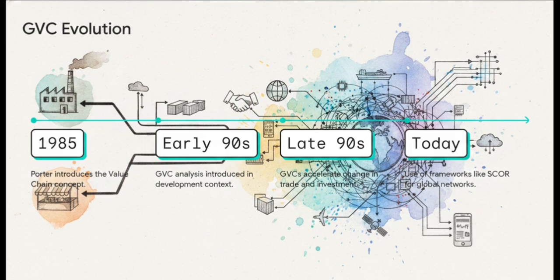Just look at how this idea has exploded over time. In 1985, Porter gives us the basic value chain. Fast forward to the early 90s, and the development sector starts applying this globally. By the late 90s, the emergence of global value chains, or GVCs, acts like rocket fuel, supercharging changes in international trade. And today, production is fiercely international, and we rely on wildly complex frameworks to manage these modern global networks.